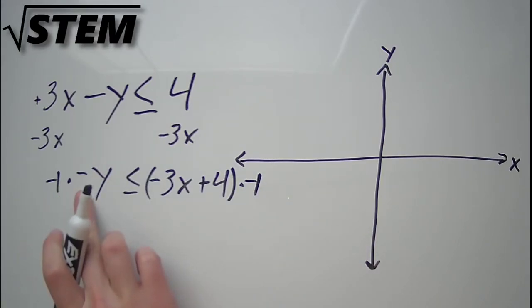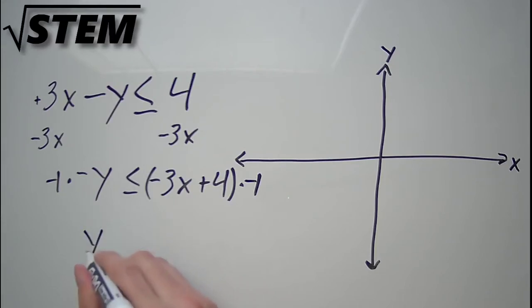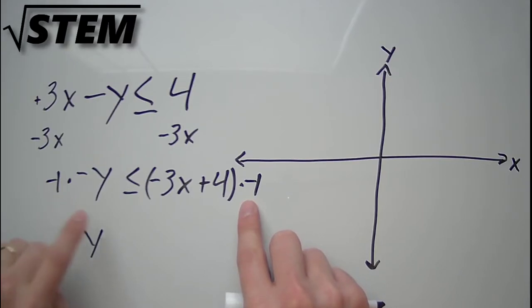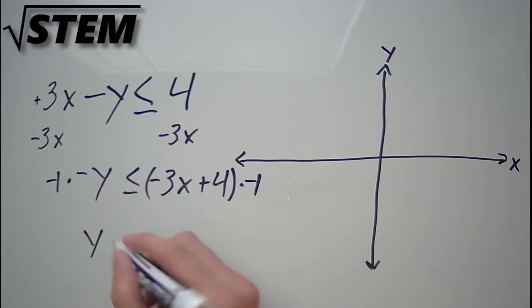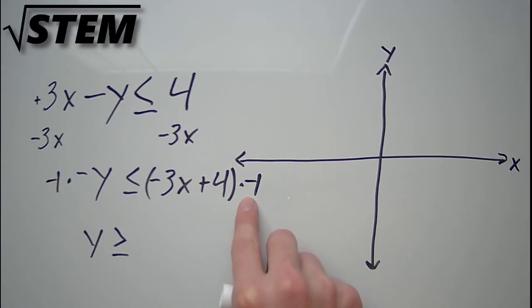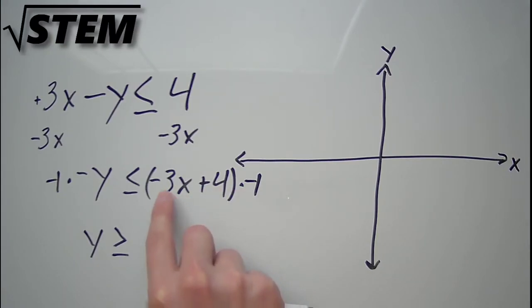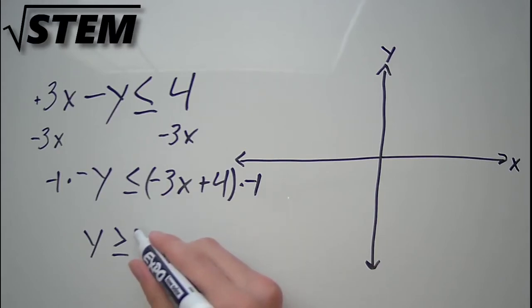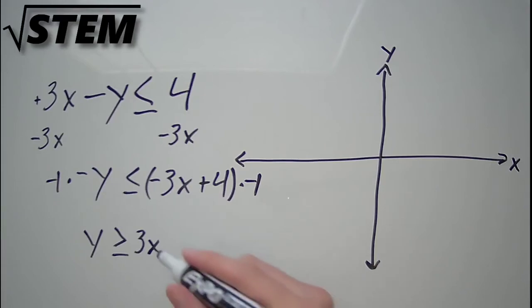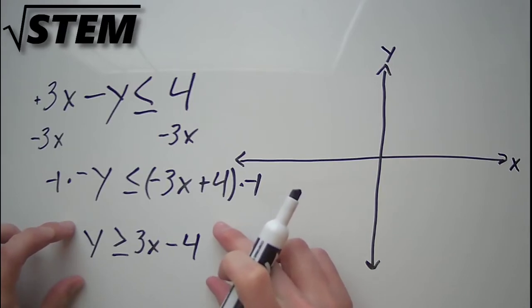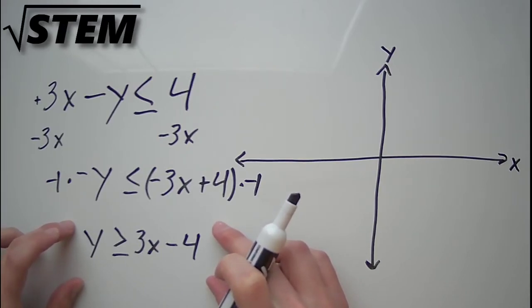Negative times a negative will give us a positive, so we'll have positive y. Now remember, when you multiply or divide an inequality by a negative, that flips your inequality sign. So this is going to become greater than or equal to. Now negative 1 times minus 3x, negative times a negative gives us a positive 3x, and negative 1 times positive 4 gives us negative 4. So this is the equation of a line that we're going to graph.